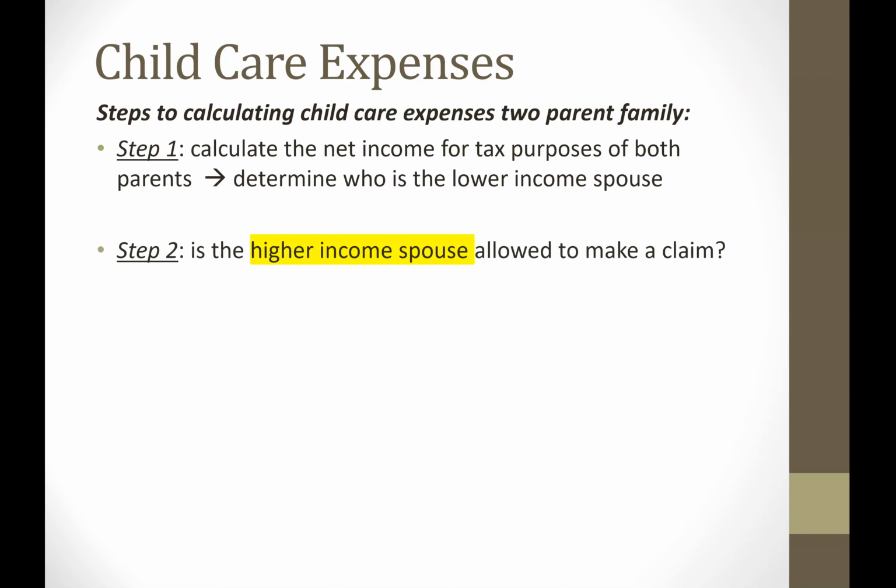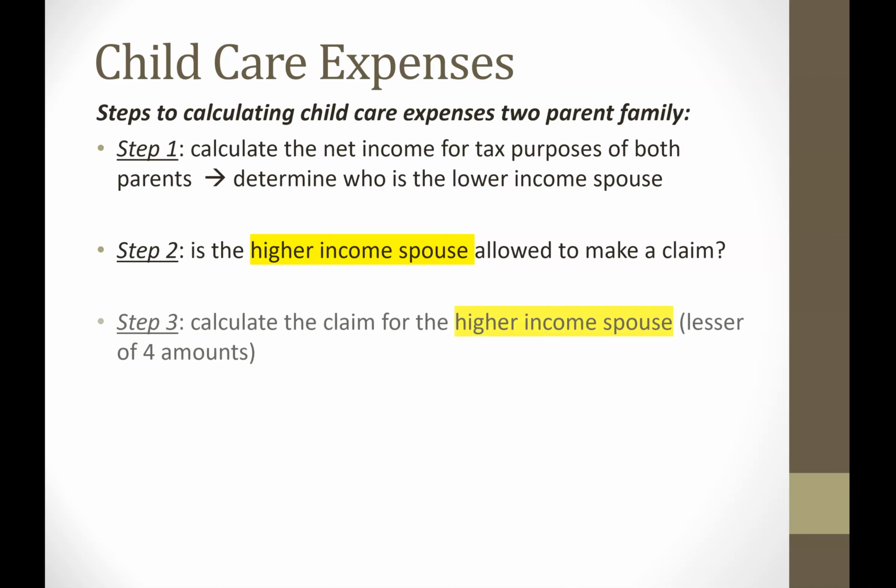Step number 2, is the higher income spouse able to make a claim? And once again, yes, if the lower income spouse is, let's say, going to school, is infirm or incapable of taking care of the kids, maybe due to a mental or physical infirmity, or maybe in prison for a period of time. Then once we figure out step 2, if the higher income spouse is able to make a claim, then we calculate what that claim would be for the higher income spouse. And remember, it's the lesser of four amounts.